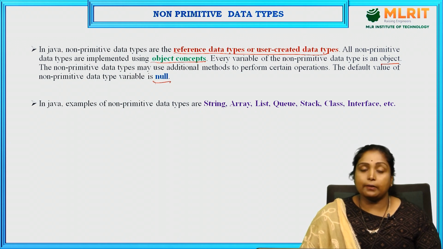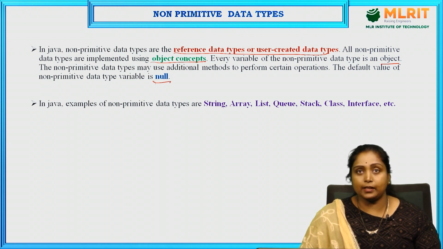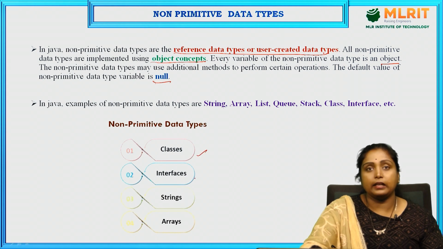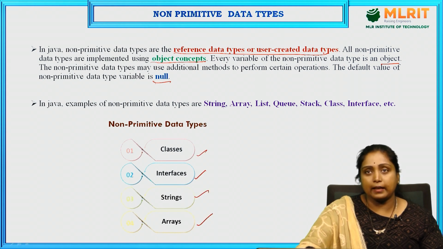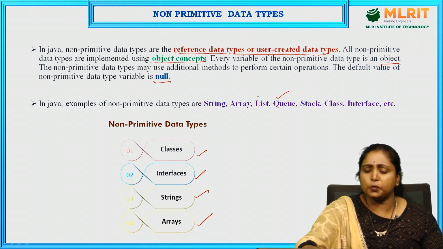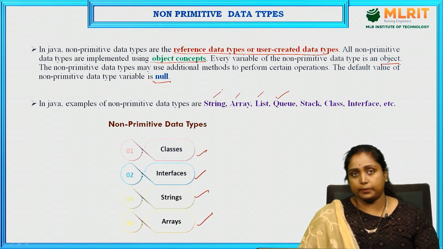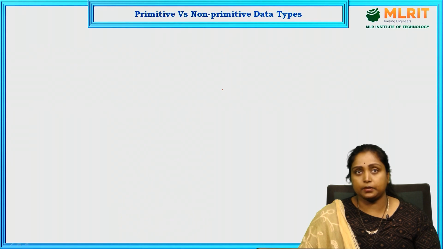Some examples of non-primitive data types are string, array, list, queue, stacks, class as well as interface. These are all non-primitive data types. So, classes, interfaces, strings, arrays, queue, list, all come under non-primitive data types.